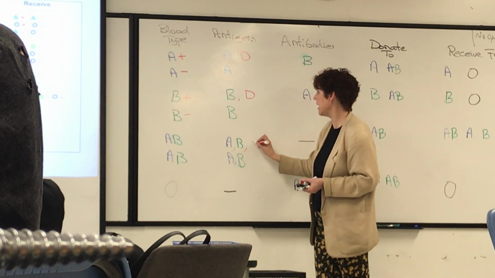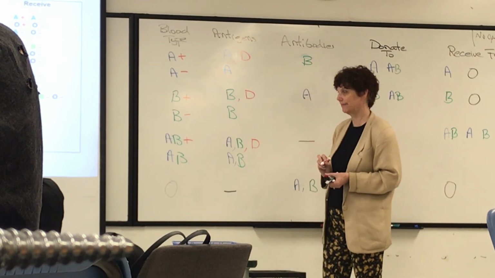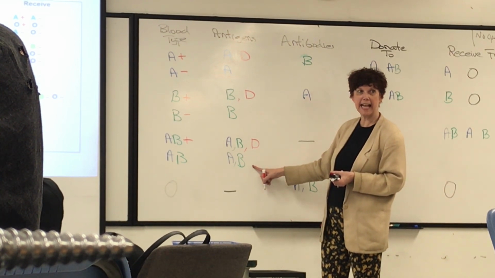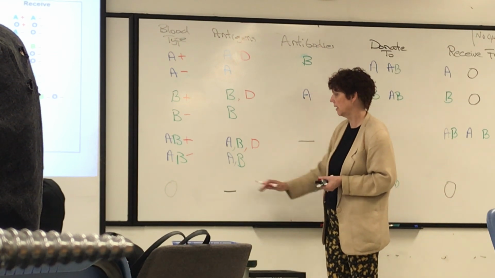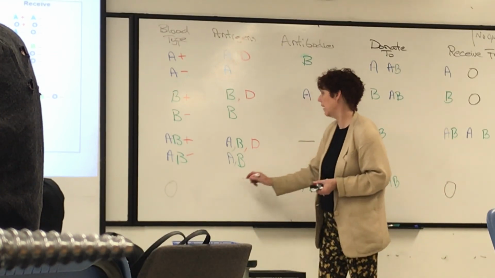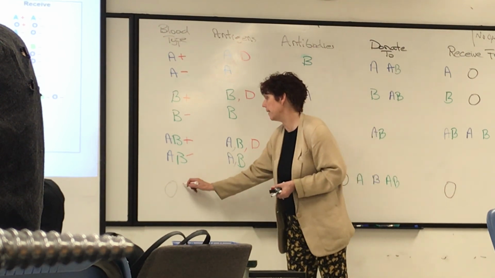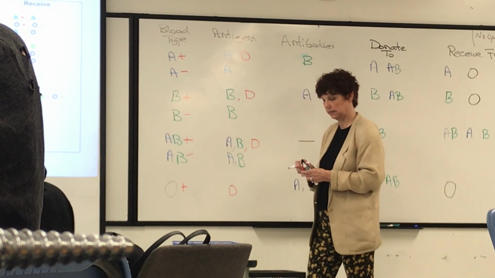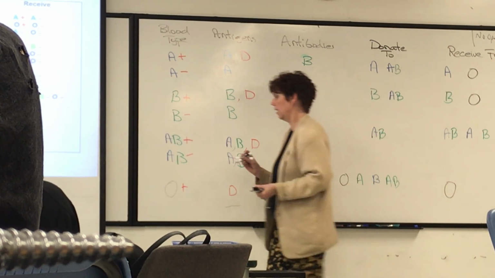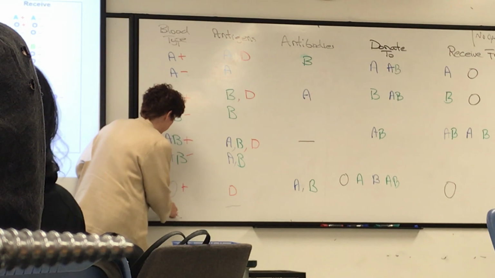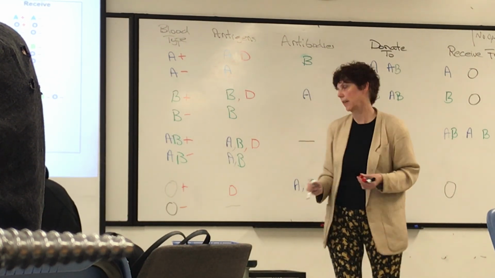A, B, and D antigens means your blood type is AB positive. Don't have the D antigen again, your blood type is AB negative. If all you have is the D antigen, your blood type is O positive. And if you don't have any antigens at all, your blood type is O negative. Okay?